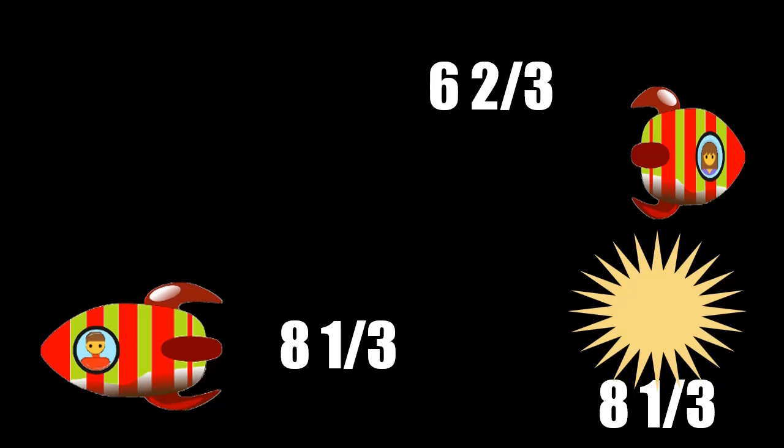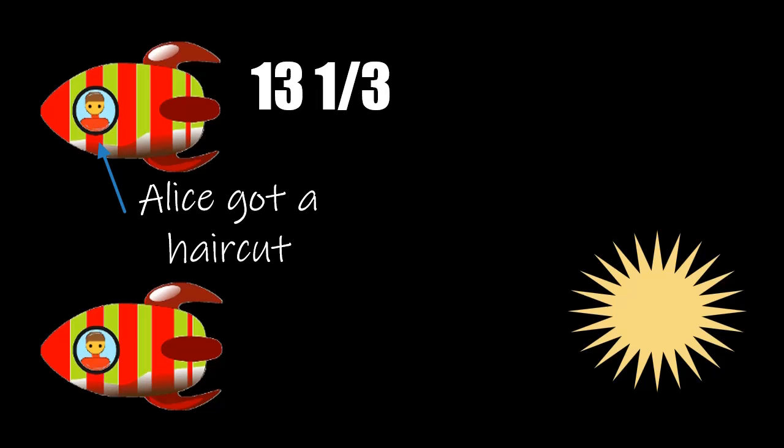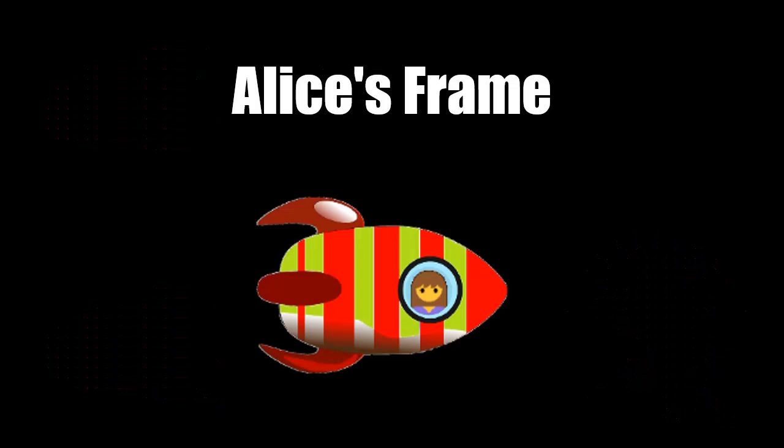The return trip is similar. When Alice and Bob again meet, Alice has aged 13 1/3 years. Bob and Alpha Centauri have each advanced 16 2/3 years. Alice is 3 1/3 years younger than her twin.